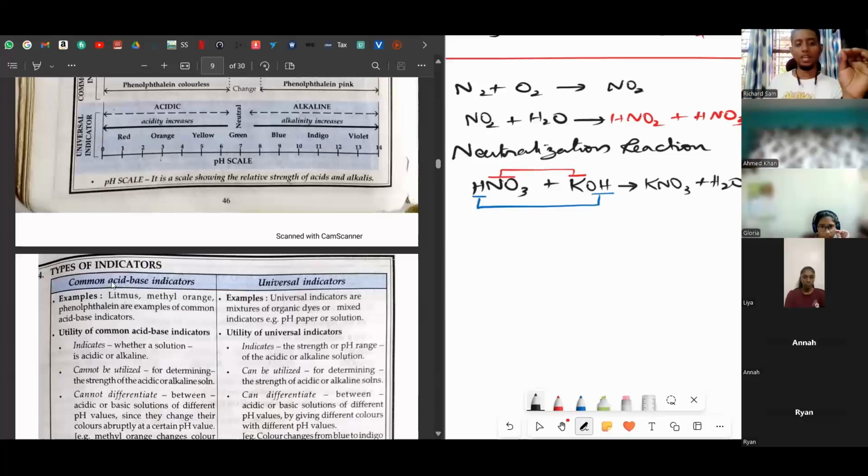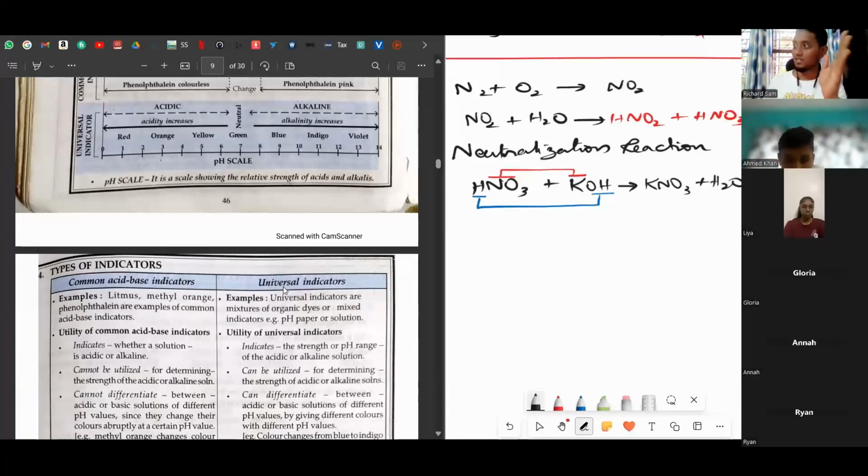What's the difference? Tell me. What does a common acid-base indicator do? Indicates if it's either acid or base. Yeah, you can just tell whether it's an acid or a base. There are only two colors. This color means acid, other color means base. What about universal indicator? Different colors for different pH values. Daryl was not listening, I was noticing. Okay, you have different colors for different pH values.